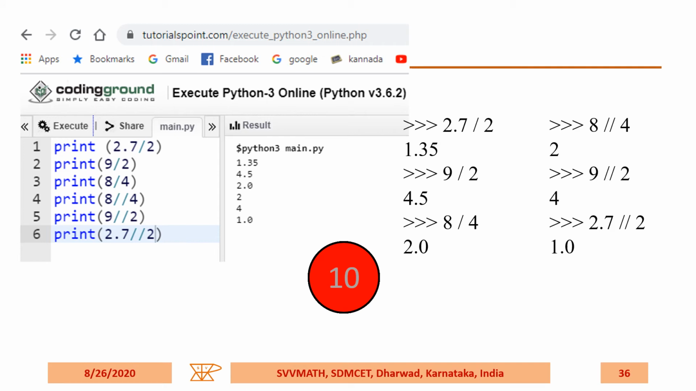These are sample executed programs I am showing you. Print 2.7: the same program, the same instructions are written. Instead of writing in front of the Python shell prompt, I am simply writing a print instruction. Print means you will get the answer on the screen. For example, print 2.7 by 2, I will get 1.35.